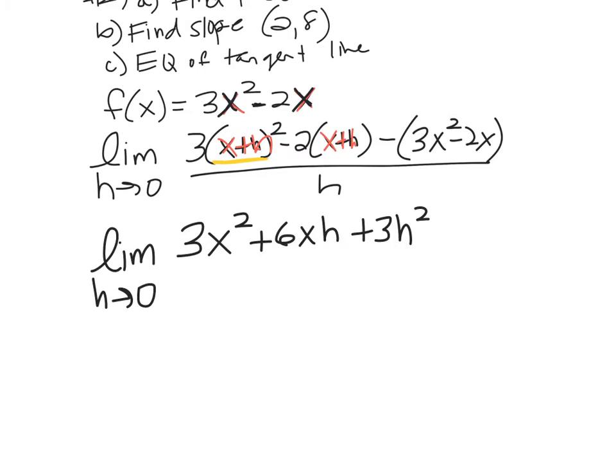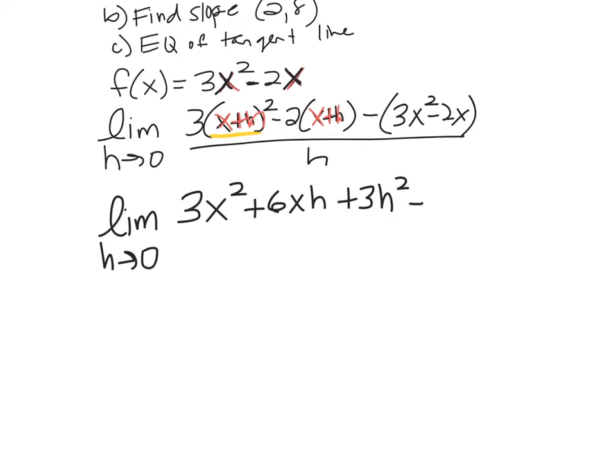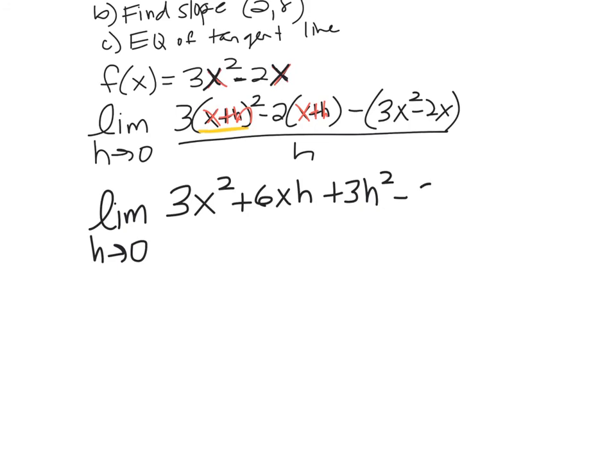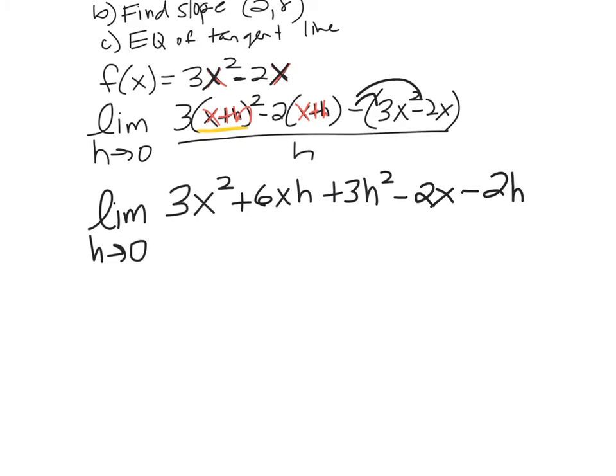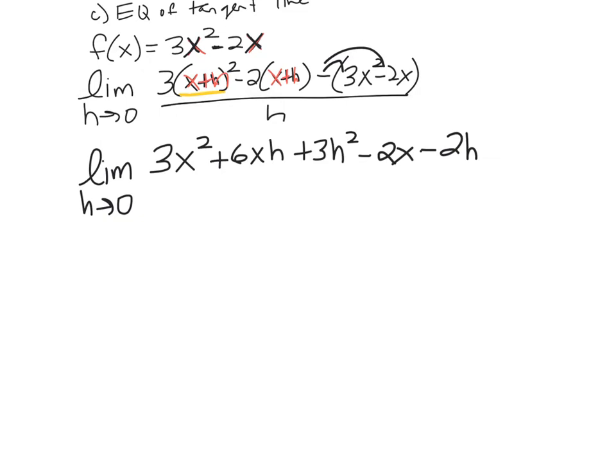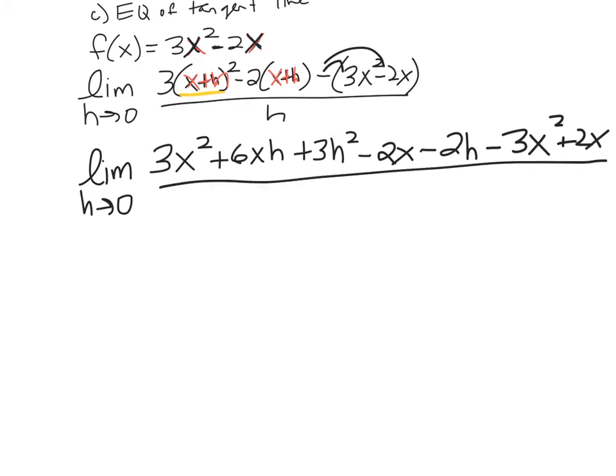All right, minus, now we have to distribute the minus 2. So minus 2x minus 2h. And then, finally, distribute the negative to all of that. Look how nice this is. Minus 3x squared plus 2x. And this is all over h.